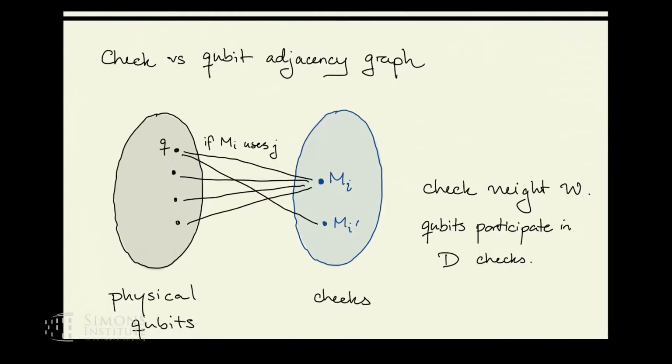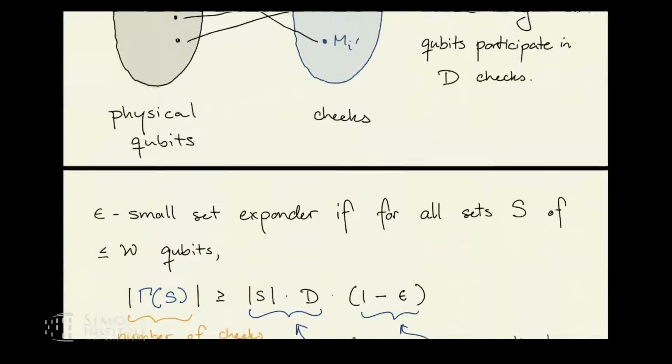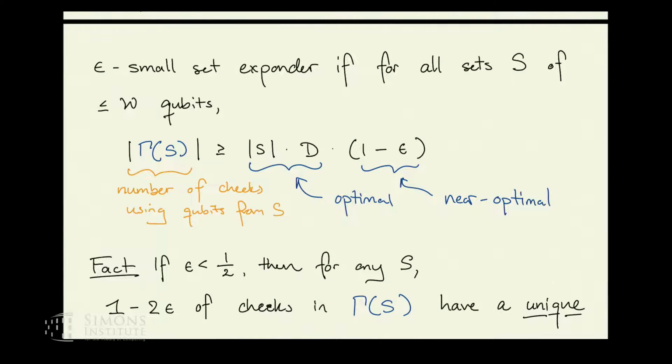So the rough idea of how that argument goes, that the better the expansion gets, the worse the soundness goes, is the following intuition. For any code, classical or quantum, you can draw a bipartite graph between the physical qubits on one side and the checks on the other. You draw an edge whenever that check participates non-trivially on that qubit. You'd say something is an epsilon small set expander if the number of checks that use qubits from S is roughly the optimal size. The optimal size would be the size of S times the degree, and with a little 1 minus epsilon, it's roughly epsilon optimal.